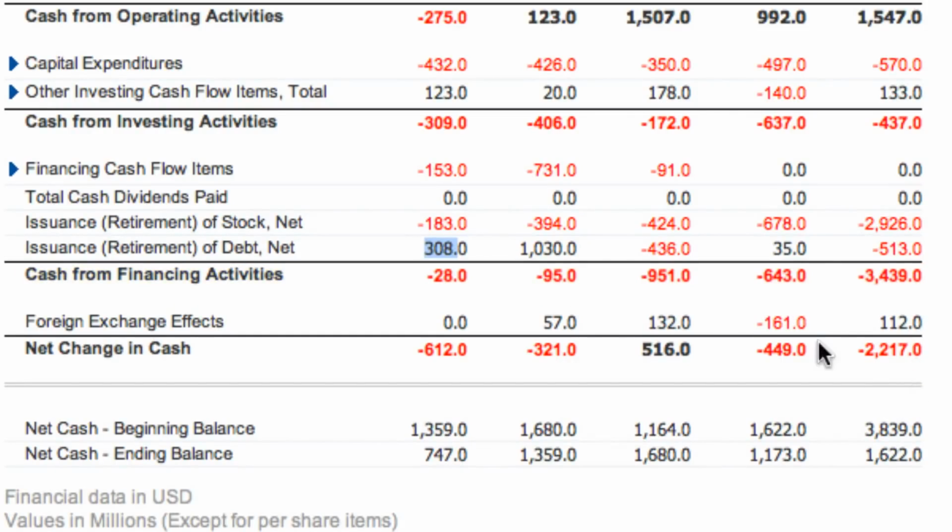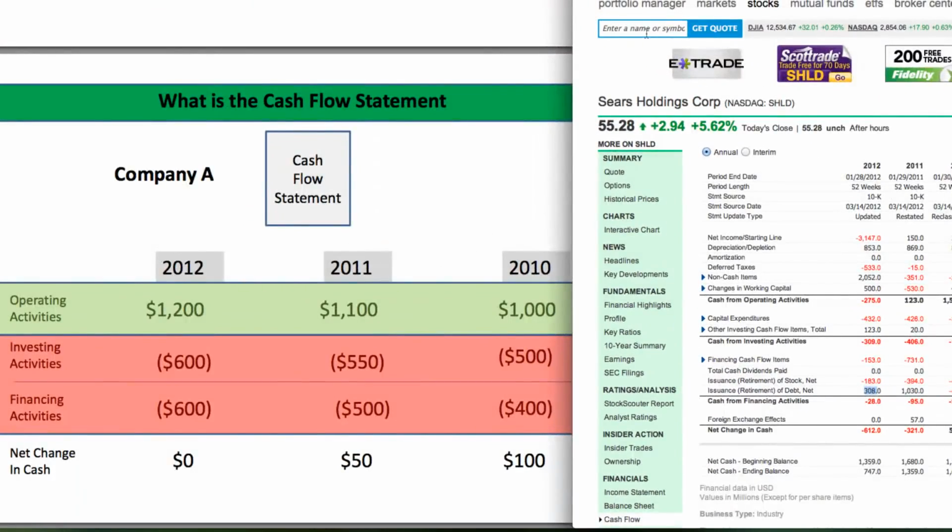So when we look at Sears, you can see that this is a company that's probably going through some difficult times right now. I'm sure if we looked at the balance sheet and the income statement, we'd see very similar things. But based off of this cash flow statement, this is not something that you would really want to actively look at. So let's go ahead and look at another good company. Let's go ahead and pull up Intel.